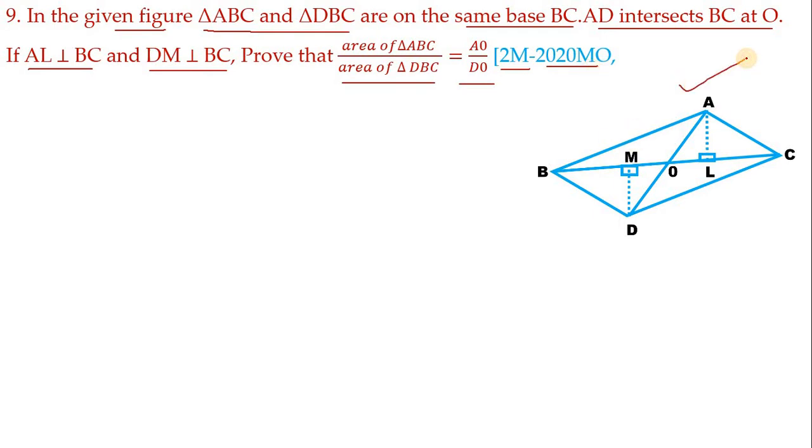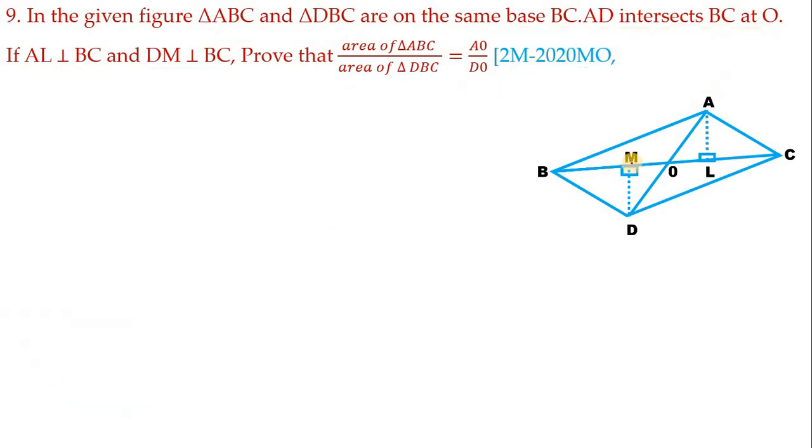Children, it is a given figure. If you look at the figure, easily you can understand the problem. In this figure, there are two main triangles, namely triangle ABC and DBC. This upper triangle is ABC and this bottom triangle is DBC. Both the triangles are standing on same base BC. Means ABC is standing on BC as well as BDC standing on BC. Hence, BC is the same base for both the triangles.